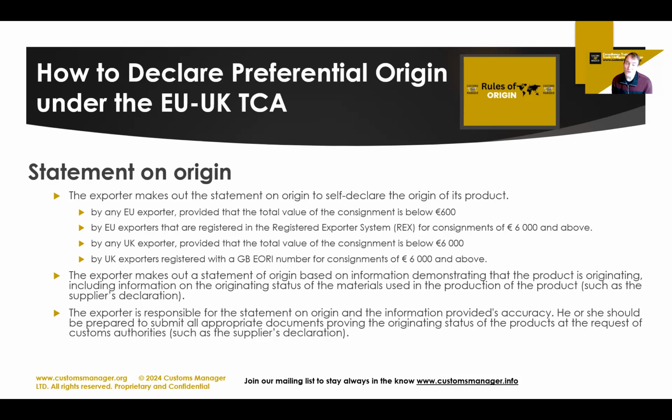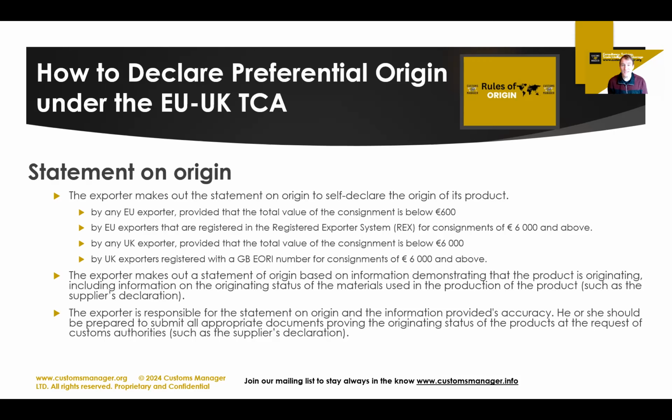The exporter is also responsible for the statement on origin and the accuracy of the information provided. So you need to be sure that when you complete that, you can back it up. He or she should be prepared to submit all the appropriate documents proving the origin status of the product at the request of the customs authorities. So it is important to note that you do not need to assemble a whole bunch of documents to prove the origin for every shipment. If requested, though, you must be able to do so. So make sure you can answer the question: you have declared origin, now demonstrate how.